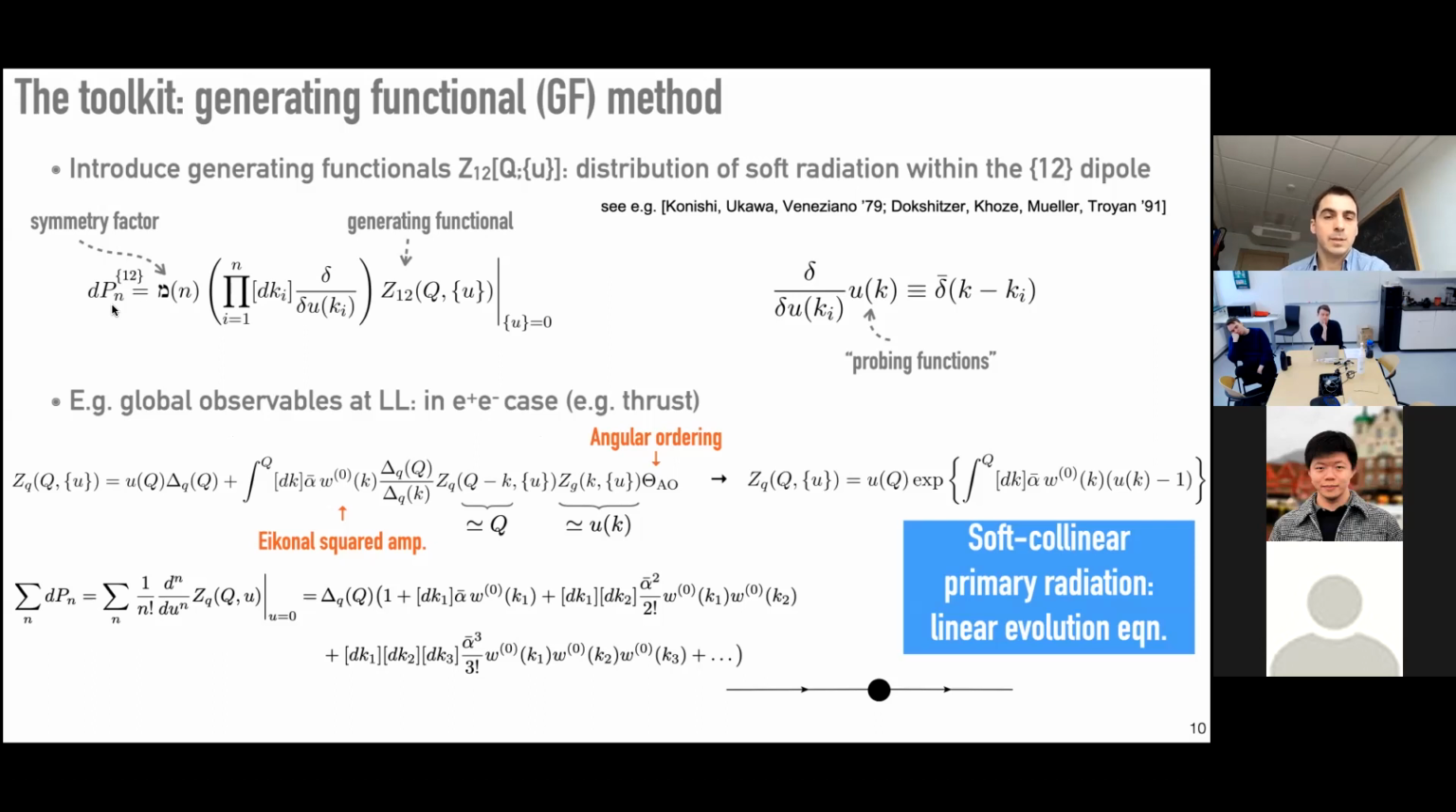So to see how this works, let's consider the simpler case of a global resummation. So for instance, we still stick to the case of plus and minus 2 jets, but we calculate an event shape, for instance thrust, at leading log. So the leading log approximation is described by the emission of soft radiation off a born configuration that is given by a back-to-back q q-bar pair coming from the decay of a Z boson.